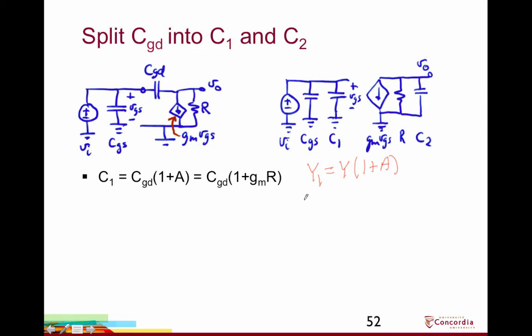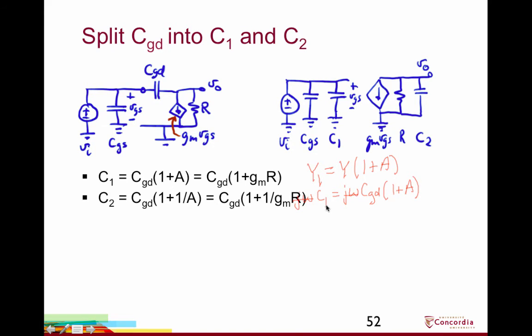Now, of course, the admittance of a capacitor is simply j omega C1 in the case of Y1, and j omega CGD in the case of Y. So that's what it would be from first principles, but we can then cross out the j omega, because it's common to both sides, and say, okay, C1 is equal to CGD times 1 plus A. Likewise, we can look at C2. So C2 is going to be CGD times 1 plus 1 over A.